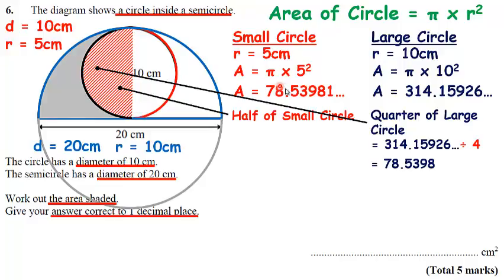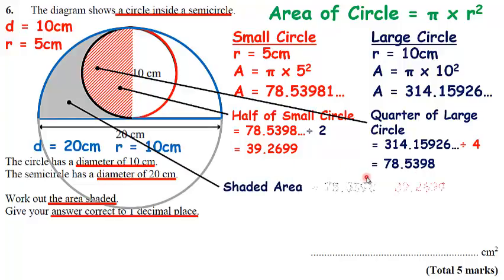Half of the small circle is half of 78.5391, so divide that by 2. That gives me 39.2699. That's the area of this hatched region here. I need to take that off the quarter of a circle that I've worked out. So 78.5398, take away 39.2699. Okay, there I've just written it down.